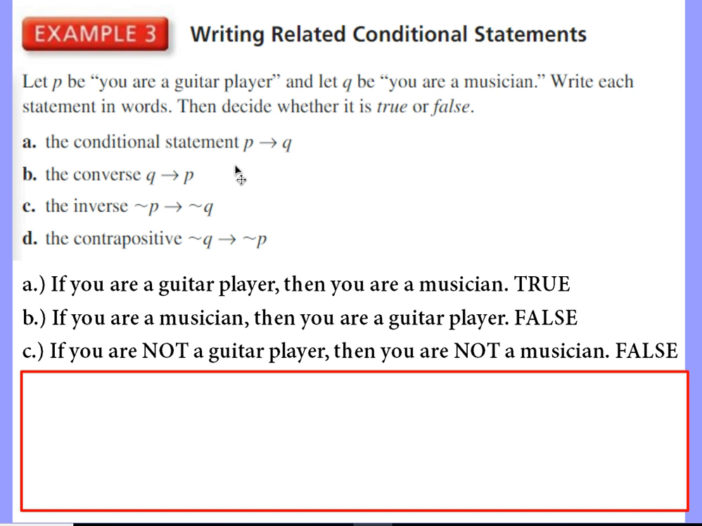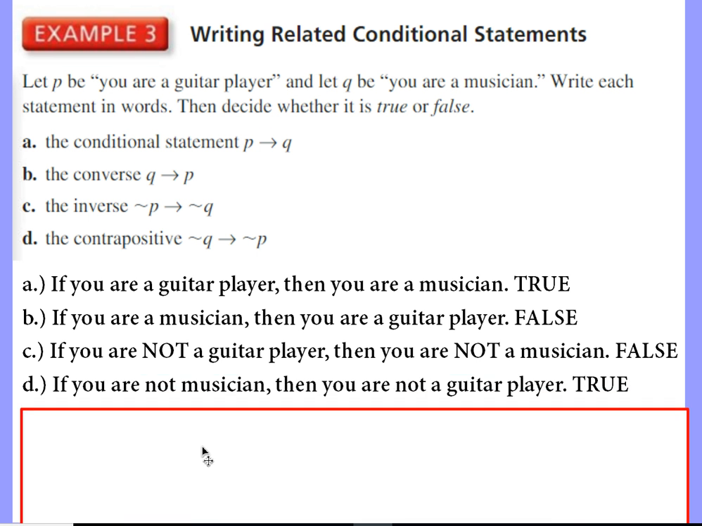Going back to our example, I'm starting with the converse, the switch: if you are a musician, then you're a guitar player, but then you're negating them. So if you are not a musician, then you are not a guitar player. And that's a true statement, because if you're not a musician, then you definitely are not going to play the guitar.